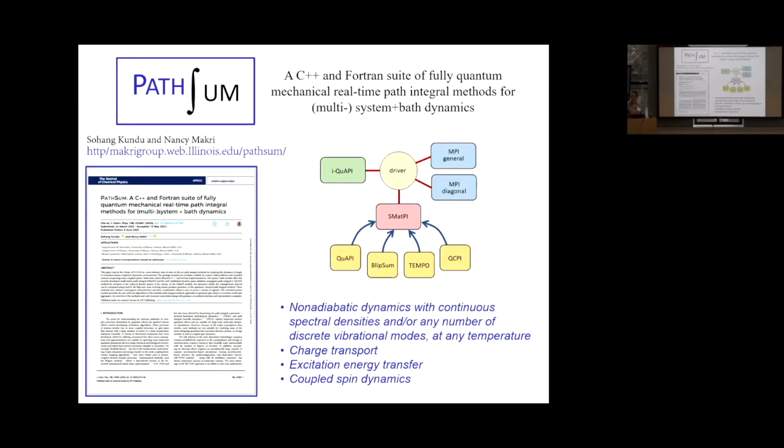QCPI is another way to do it. QCPI is exact for a harmonic bath. It gives another algorithm, and that's advantageous when you have extremely long memory, actually. That is classical memory. So QCPI is very efficient for that. And we have a small matrix decomposition of QCPI as well.